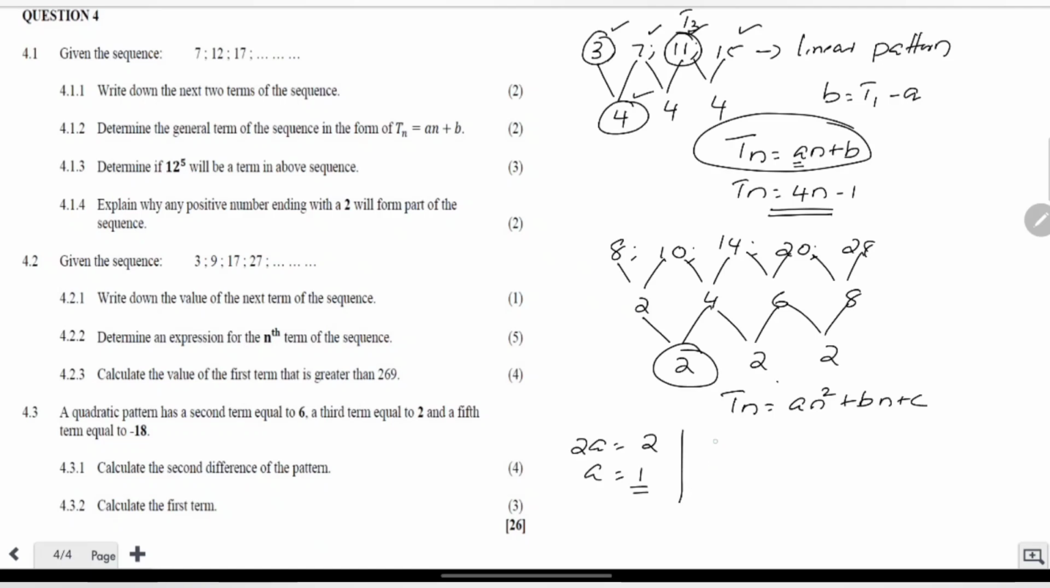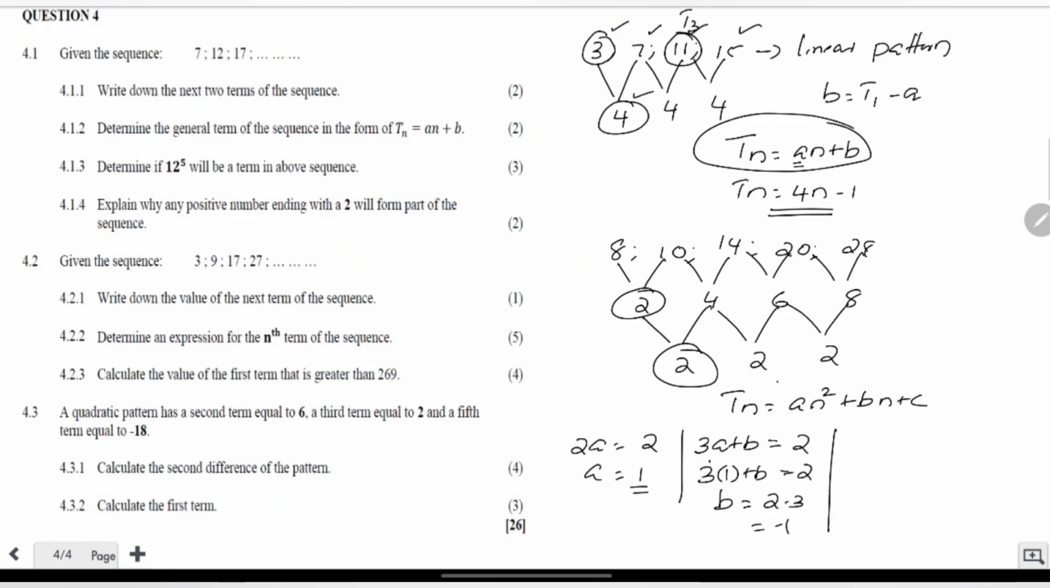Then how do you find B? The next formula is 3A plus B is equal to the first term of the first differences, that is 2 again here. That is 3 times A, which is 1, we know that, plus B is equal to 2. So B is equal to 2 minus 3, because 3 times 1 is 3 and when 3 goes to the other side it becomes minus. The answer is minus 1.